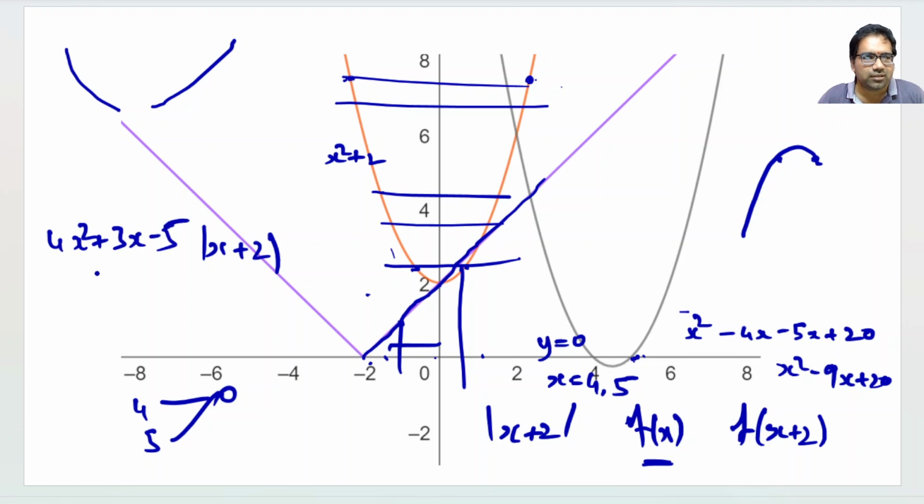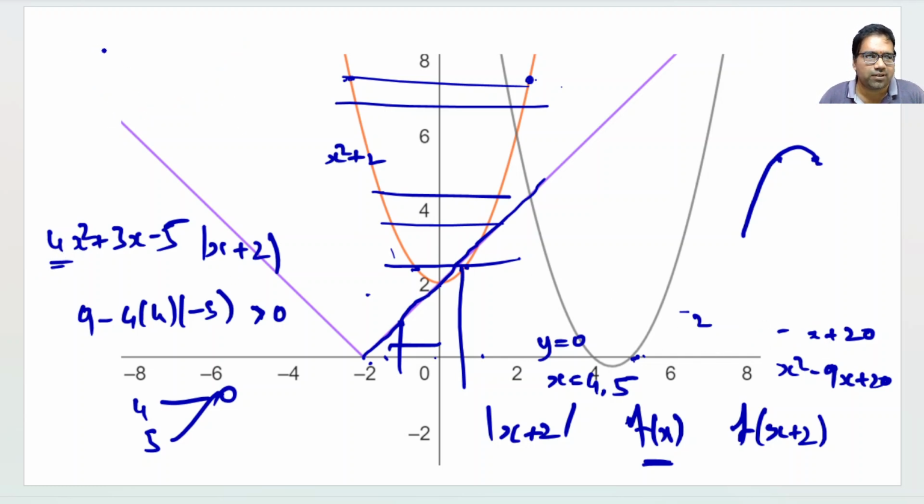There are definitely two roots, right? B square minus 4ac is 9 minus 4 into 4 into minus 5. This is definitely greater than 0, and a is positive. What that means is this graph is facing upwards and touching the x-axis at 2 points. What are the 2 points? Those are the roots. We don't need to calculate the roots.